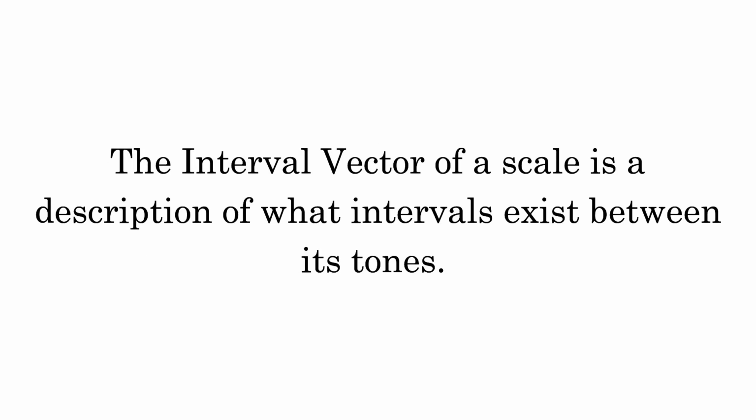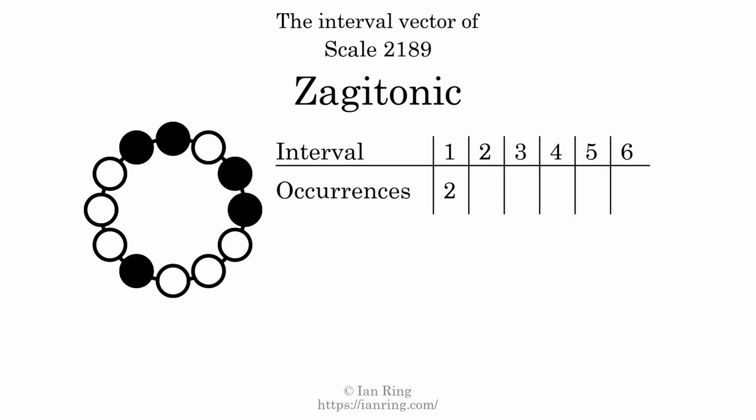The interval vector of a scale is a description of what intervals exist between its tones. There are 2 intervals with the size of 1 semitone. They are here and here. There is 1 interval with a size of 2 semitones. It is here. There are 2 intervals with a size of 3 semitones. They are here and here.